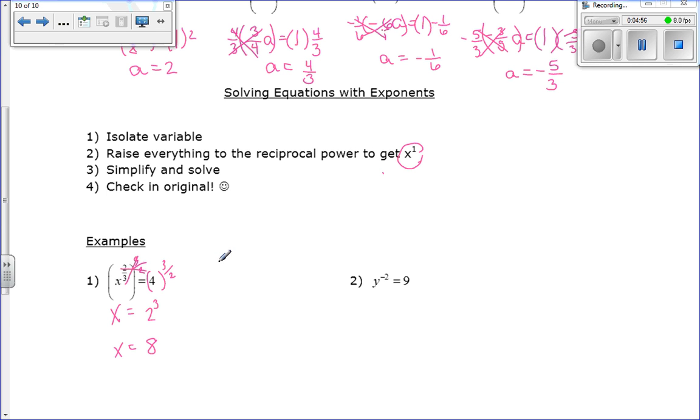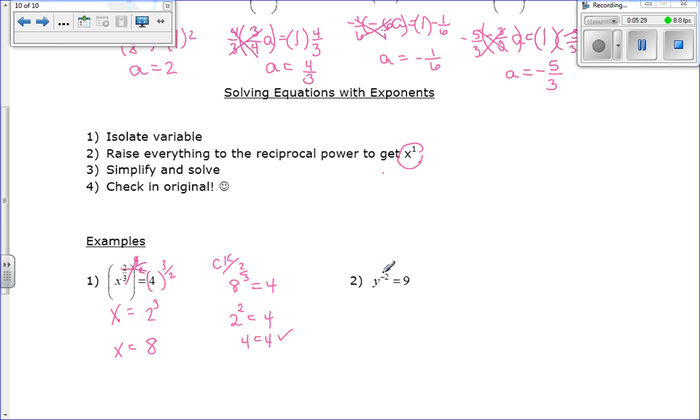And I just need to check. I know it's your favorite thing to do. So I'm going to say 8 to the 2/3 equals 4. So we have our power and our root. Take the cube root first. What's the cube root of 8? Cube root of 8 is 2. And then raise it to the second power. And 2 squared is 4. Therefore it checks.